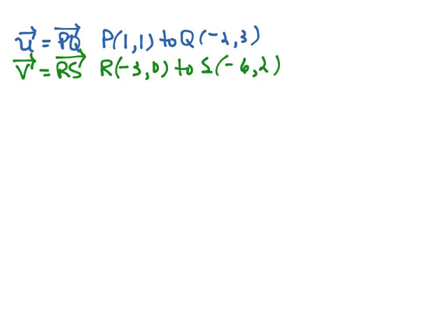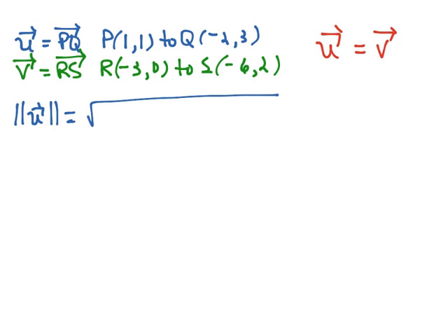In this example, we want to show that vector u is equal to vector v. And to do this, we're going to use our definition of equivalent vectors, which is that the vectors have to have the same magnitude and they have to be going the same direction. So let's first of all find the magnitude of vector u.